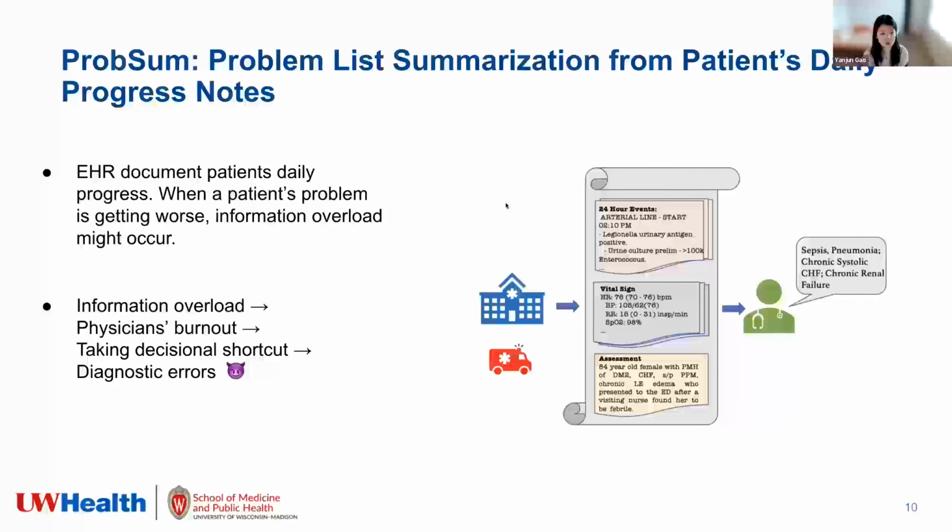So the idea for problem list summarization is that we annotated a set of progress notes, because the progress note is the EHR documentation that has the patient's daily progress. And then we identified the active problems or active diagnoses given those progress notes and used that as a dataset. And problem list summarization is an NLP task where we want to train large language models or other models to generate these diagnoses based on the evidence presented in the progress notes. So this evidence is coming from the subjective sections in the progress notes, the objective sections, as well as the assessment. And the diagnoses are highlighted through the plan sections in the progress notes.